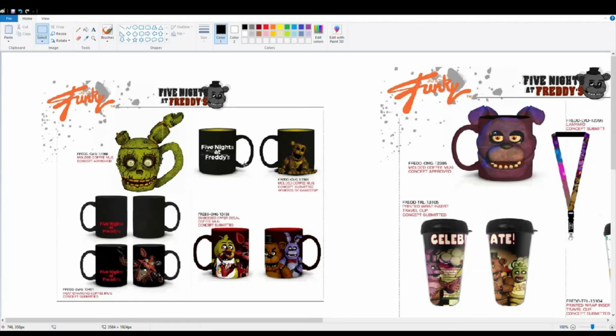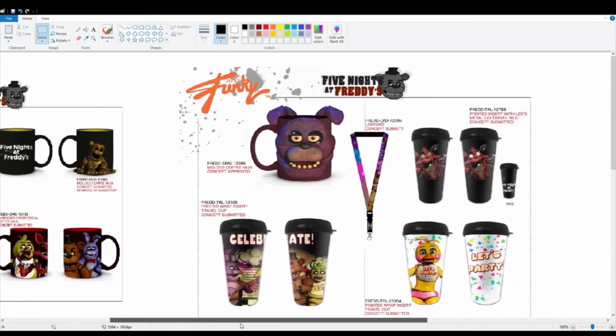So, let's do a 5-star rating. I would rate all of these a 3 out of 5, because again, they're just mugs. But hey, at least they're not stealing any fan models. And I'd give this mug a 5 out of 5, because I don't get why this was scrapped, okay? So, now, let's move on to this one.